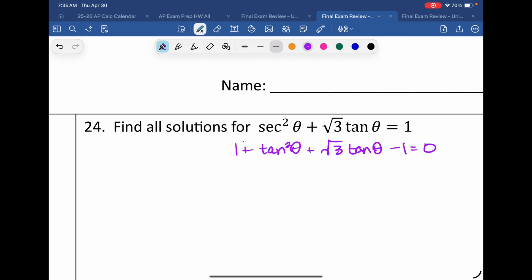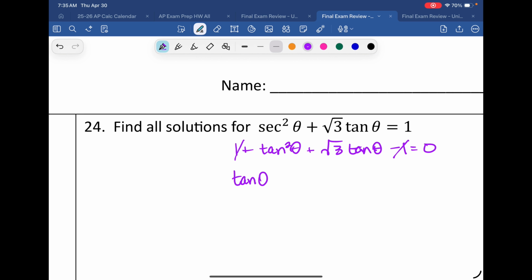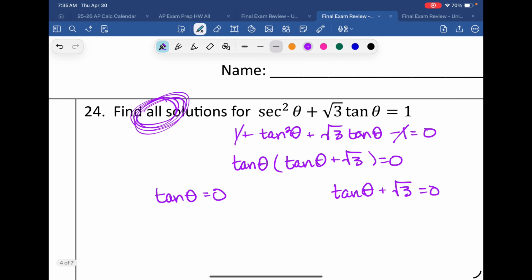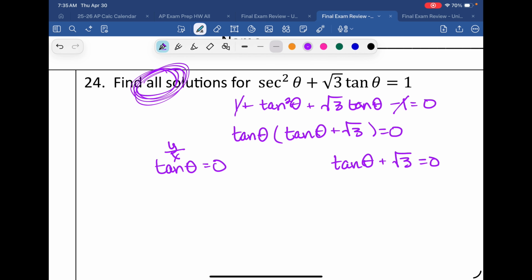By doing that, I can see that the 1's cancel. And the remaining terms share tangent. So I'm going to factor out a tangent. Set them equal to 0. Again, it wants all solutions. So tangent theta equals 0. Tangent is y over x, so it's where the y is 0. And that occurs at 0 and pi.